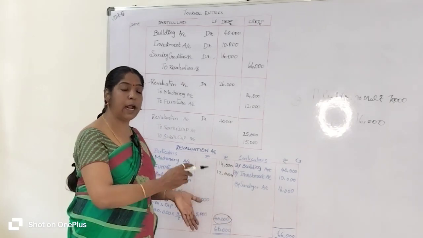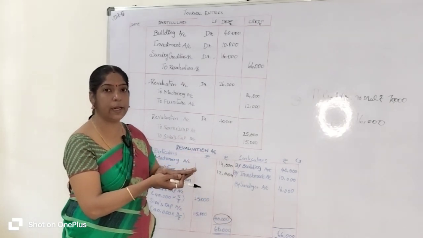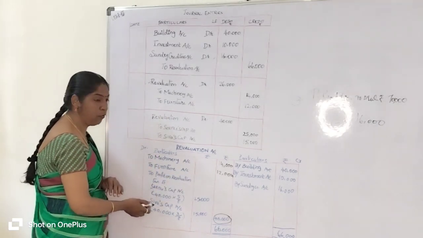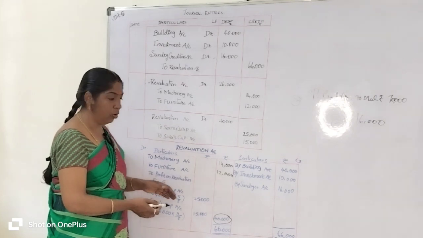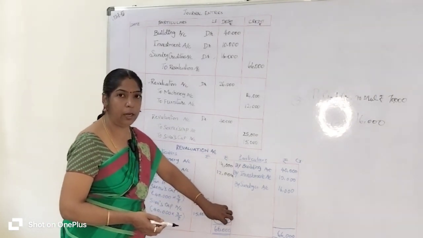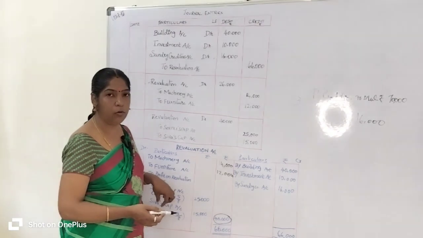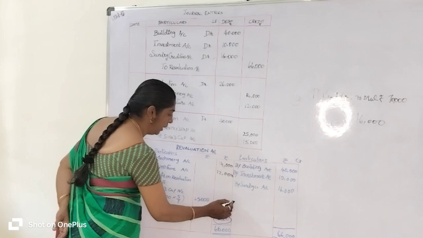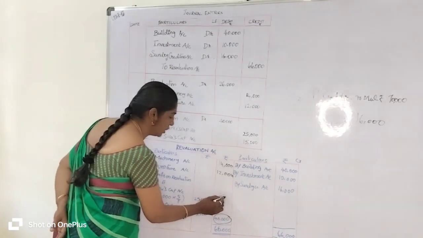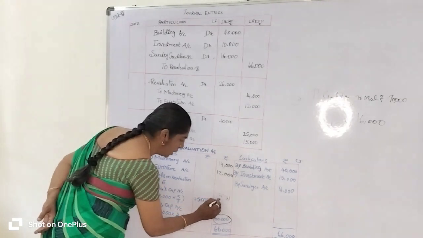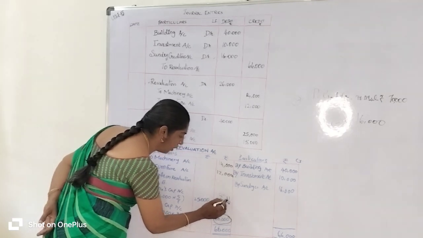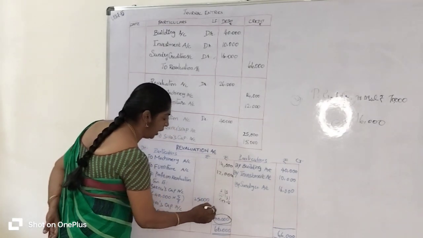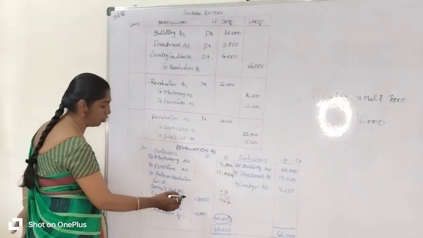Then that profit you have to transfer to the old partners' capital accounts as per their old profit sharing ratio. Who are the old partners? Sinu and Siva. So we have to distribute that accumulated profit to the old partners' capital accounts in their old profit sharing ratio. What is their profit sharing ratio? Their profit sharing ratio is 5:3. So 5:3 means 5 plus 3 equals 8. So 5 belongs to Sinu, and 3 belongs to whom? Siva.